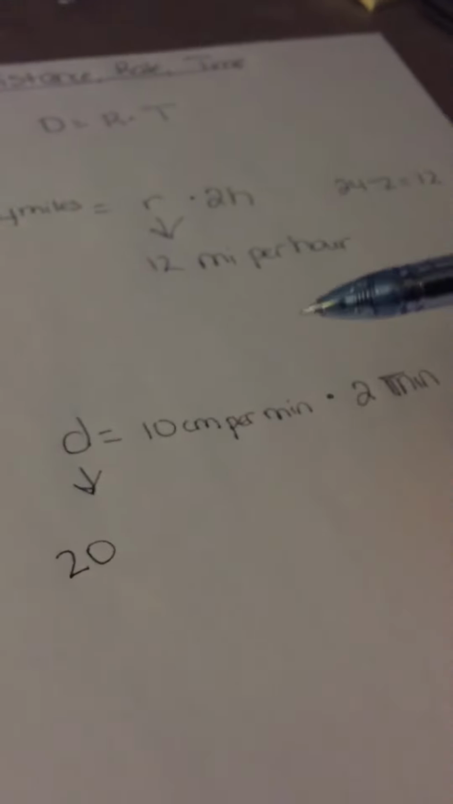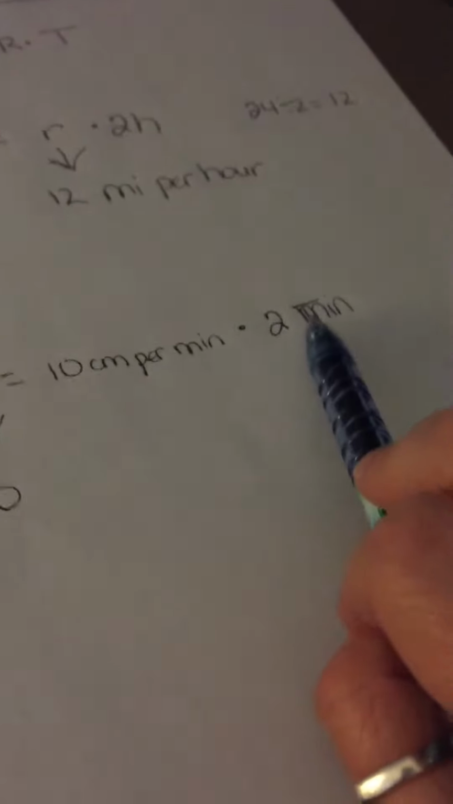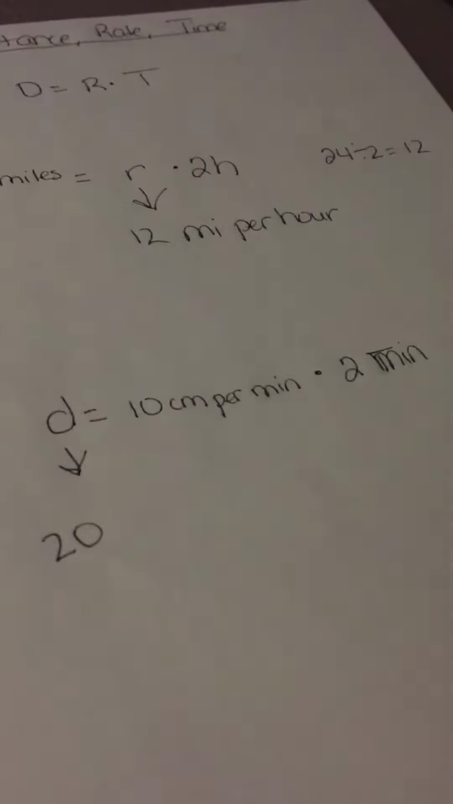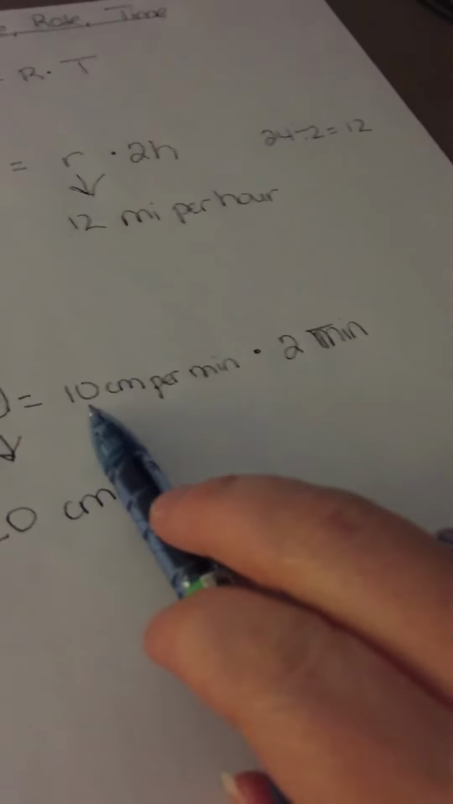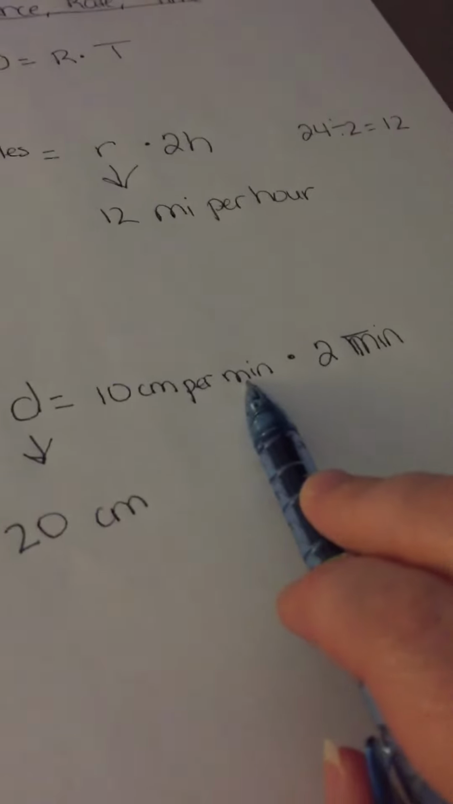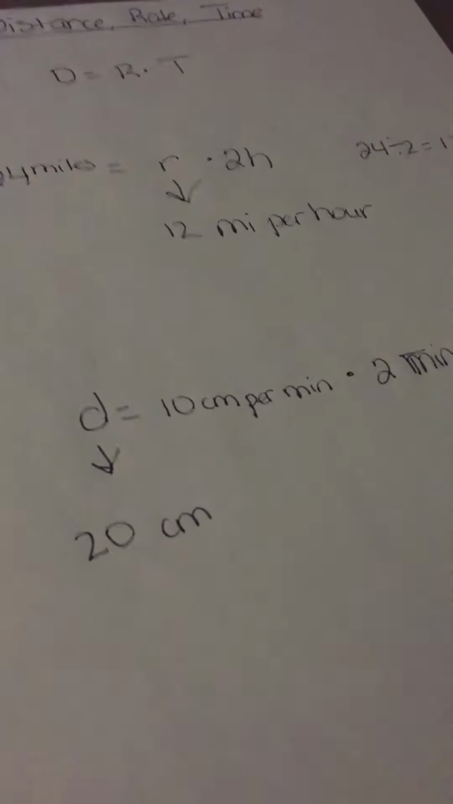But again, we need to have our appropriate unit of measurement. Because we're dealing with distance, we need to look back into our other pieces to find our distance unit, and that would be centimeters. So if our rate or our speed was 10 centimeters per minute, and we traveled for 2 minutes, our distance would be 20 centimeters.